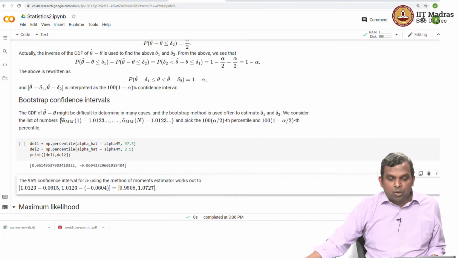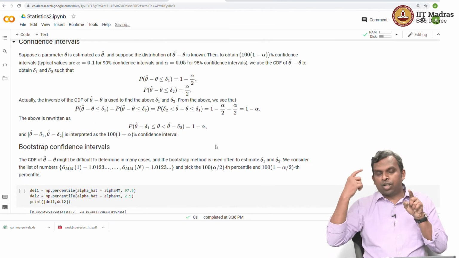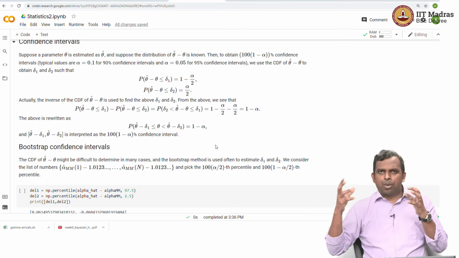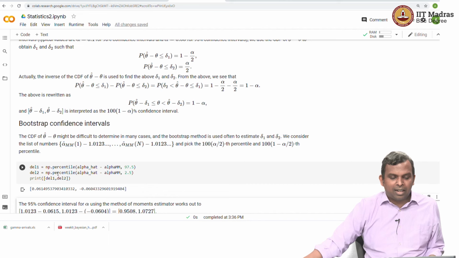Where was I? Yeah. So you can just do this and then pick the 100 alpha by 2 percentile and the 100 (1 minus alpha by 2) percentile, right? So this is one way. In a list of numbers that you produced according to the distribution, you want to find the proportion, the sample proportions, and that you can do with percentile. So you can directly, using these numbers, estimate delta 1 and delta 2. This delta 1 and delta 2 estimation is just based on the Bootstrap itself.